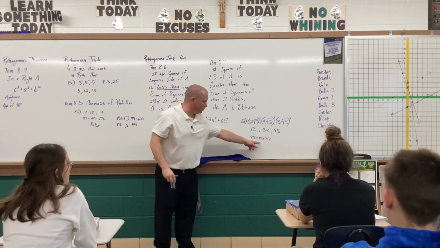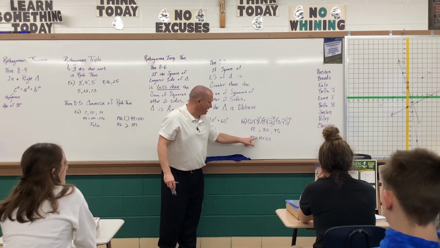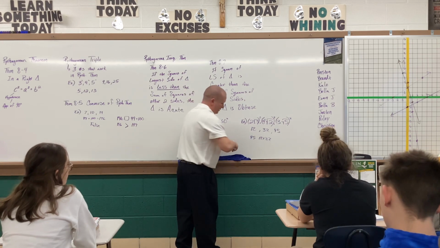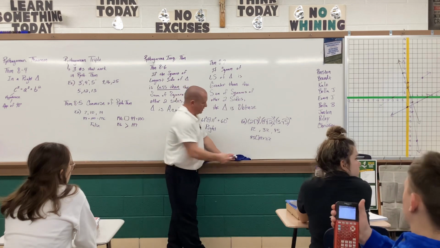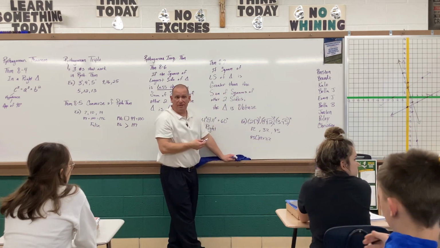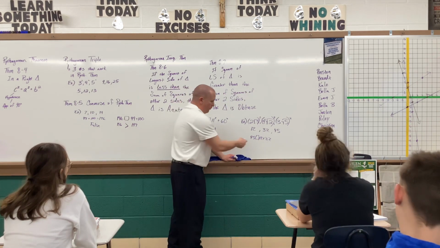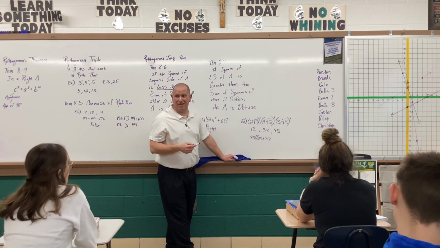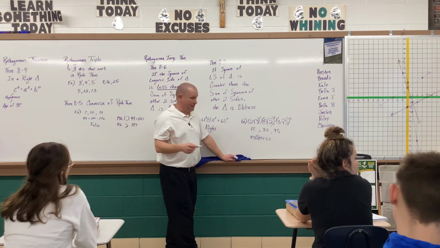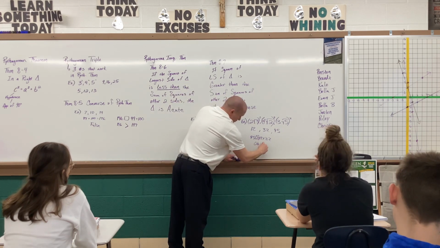Okay? So is this true or false? Or, sorry, again, I put an equal sign in there, but I'm going to put a box in it, right? Is 12 plus 32 45? So it's 44. So 45 is what? Greater than. So if it's greater than, it's what? It's an obtuse triangle.